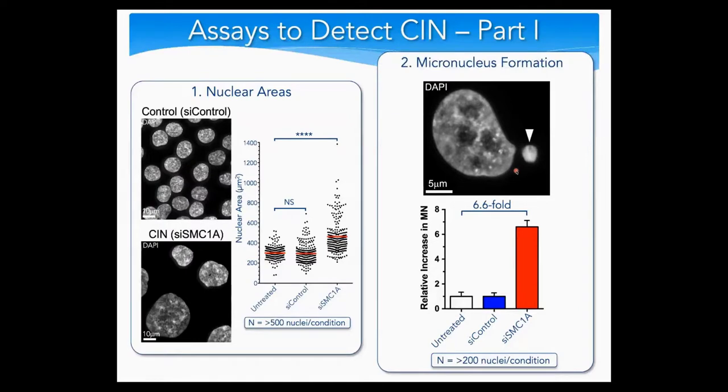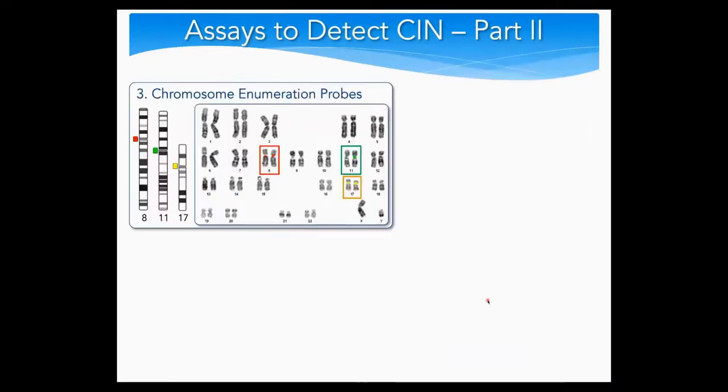And the presence of micronuclei are very much hallmarks of chromosome instability. So, similar experimental setup to that on the left, when we silence our favorite CIN gene, SMC1A, we certainly see an increase, about a 6 to 7-fold increase relative to those controls. And that, of course, is statistically significant.